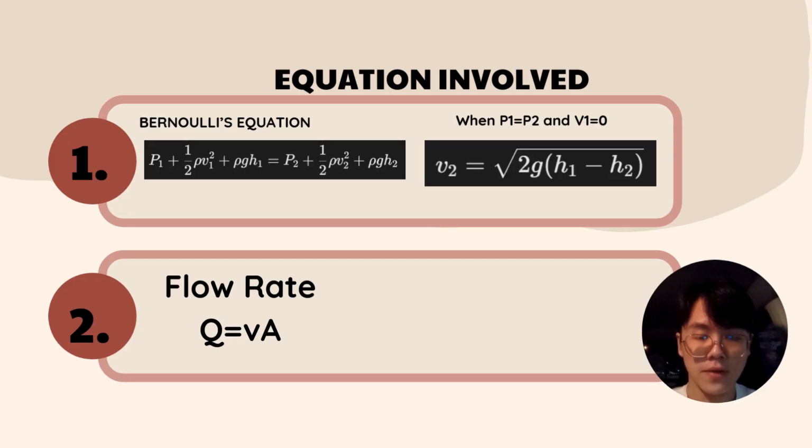The equation involved in our experiment is the Bernoulli equation, which is P1 + ρV1²/2 + ρgh1 = P2 + ρV2²/2 + ρgh2. When we assume that P1 equals P2 and V1 equals 0, after derivation we get V2 = √(2g(h1 - h2)). Besides that, we have the continuity equation, where the flow rate equals velocity times area.